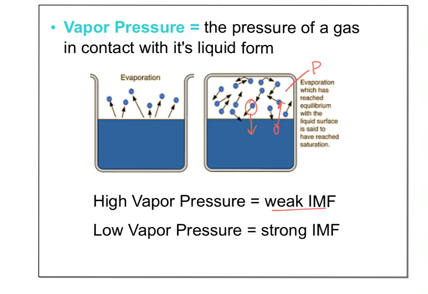Something with weak intermolecular forces means that a lot of these liquid particles turn to gas. That's the high pressure, which means that the particles weren't that attracted to each other as a liquid. So it's actually weak intermolecular force when there's a high pressure, and then the opposite: a low vapor pressure means a stronger intermolecular force.